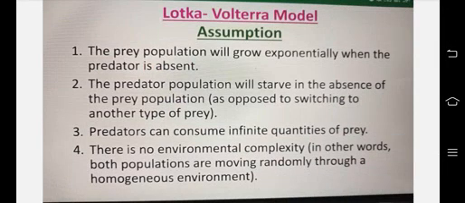Lotka-Volterra model assumptions. This is an extremely important assumption. The prey population will grow exponentially when the predator is absent. In reality, if resources are limiting, then the prey population will decline, but in the Lotka-Volterra model, the prey population will grow exponentially when the predator is absent. The predator population will starve in the absence of the prey population, as opposed to switching to another type of prey.